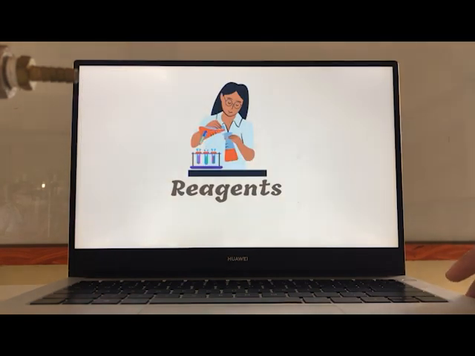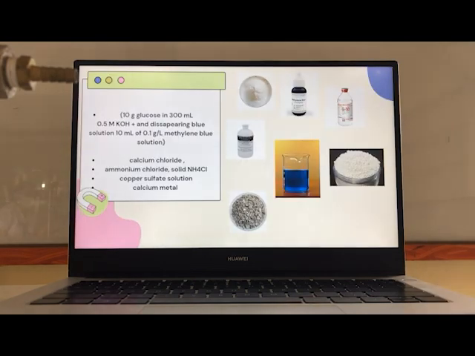So let's move on to the reagents. The reagents we will use in our experiments are: first, 10 grams glucose in 300 ml, 0.5 mole potassium hydroxide, plus this disappearing blue solution, 10 ml of 0.1 gram per liter methylene blue solution. Second is calcium chloride, ammonium chloride, sodium ammonium chloride, and copper sulfate solution, and last is calcium metal.